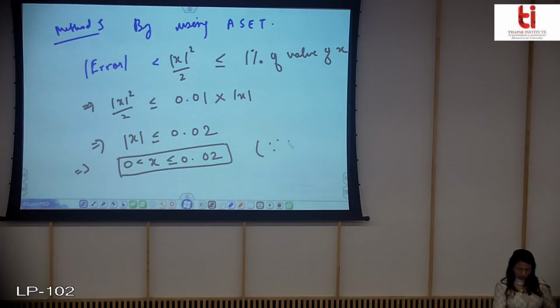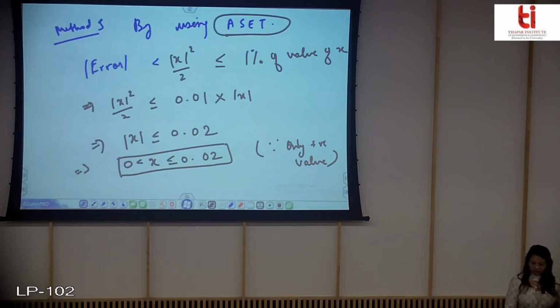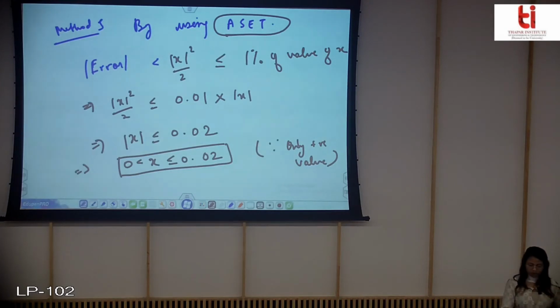So I will write only positive values to be considered. Okay, so now you got the answer from the alternating series estimation theorem. Now what you need to do is use the remainder estimation theorem to find the same result. Okay, so let us use method 2, using the remainder estimation theorem.